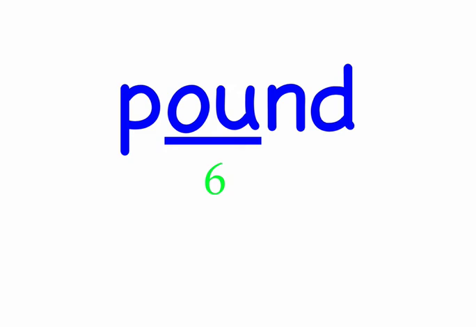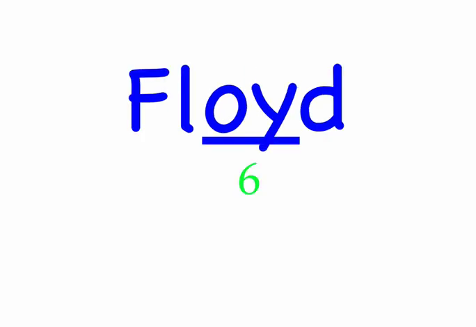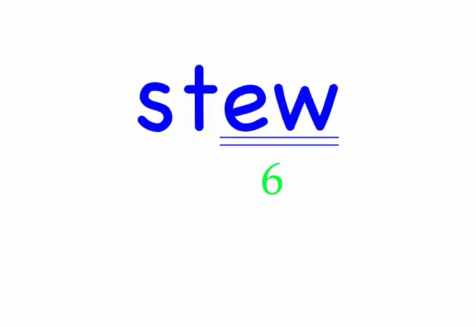Pound. Floyd. Floyd is my friend. Floyd. 4 sounds. F, l, oi, d. Floyd. Stew. We had some delicious hot stew. Stew. 3 sounds. S, t, oo. Stew. Troop. The troop train came through the rail yard. Troop. 4 sounds. T, r, oo, p.